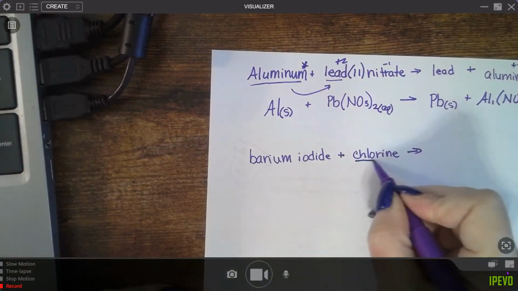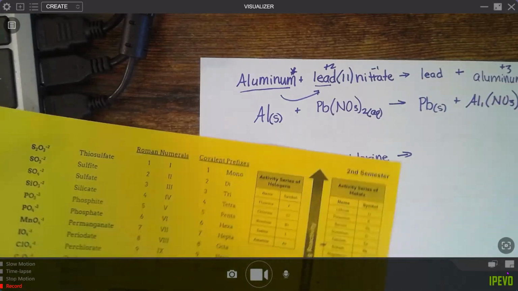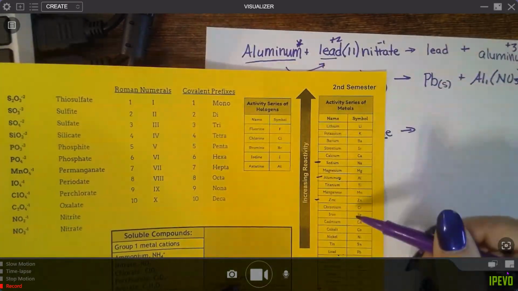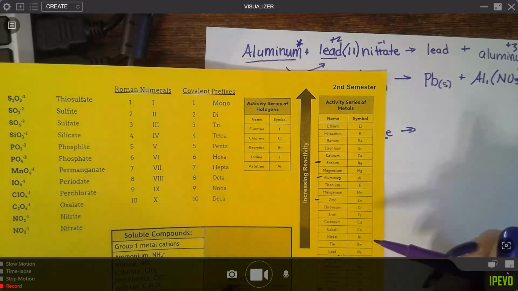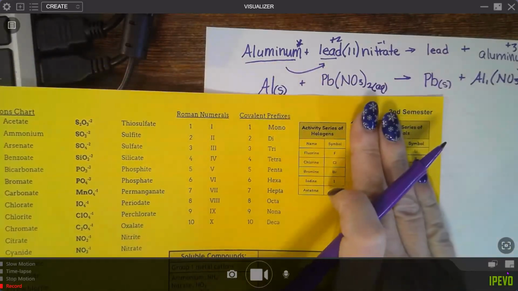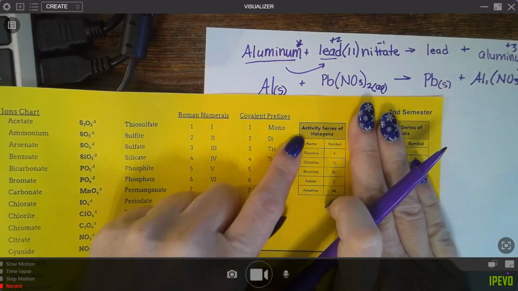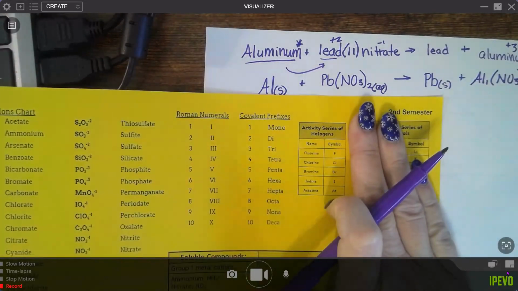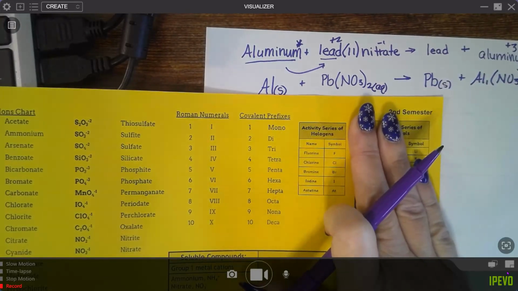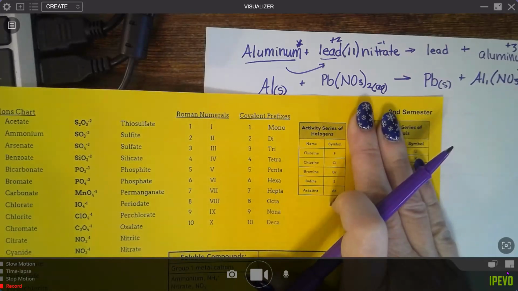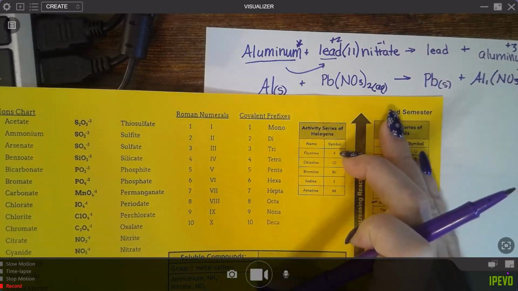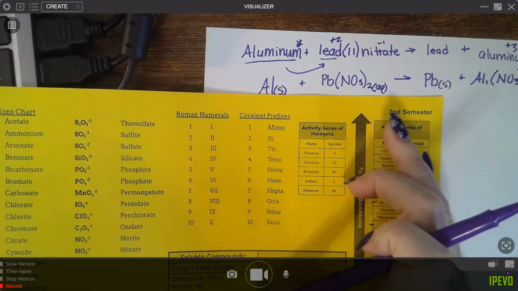We always want to start by looking at the element. Well, notice that these are all metals, and chlorine is not in this list. We have this little list over here, and these are the halogens, okay, group 17 elements. These are nonmetals, and only a nonmetal can replace another nonmetal. So this list is all by itself. It doesn't go with the other list. So what we see is fluorine is most reactive, astatine is least reactive.